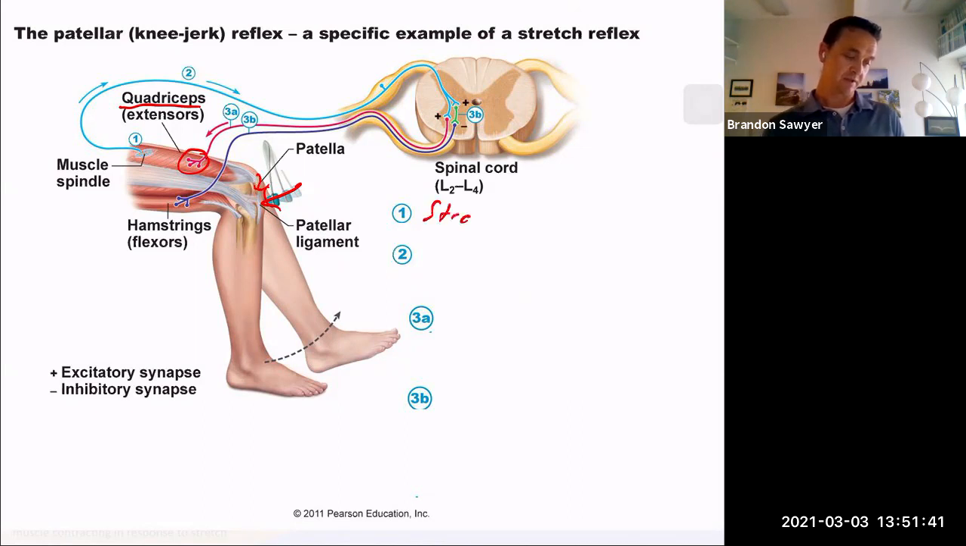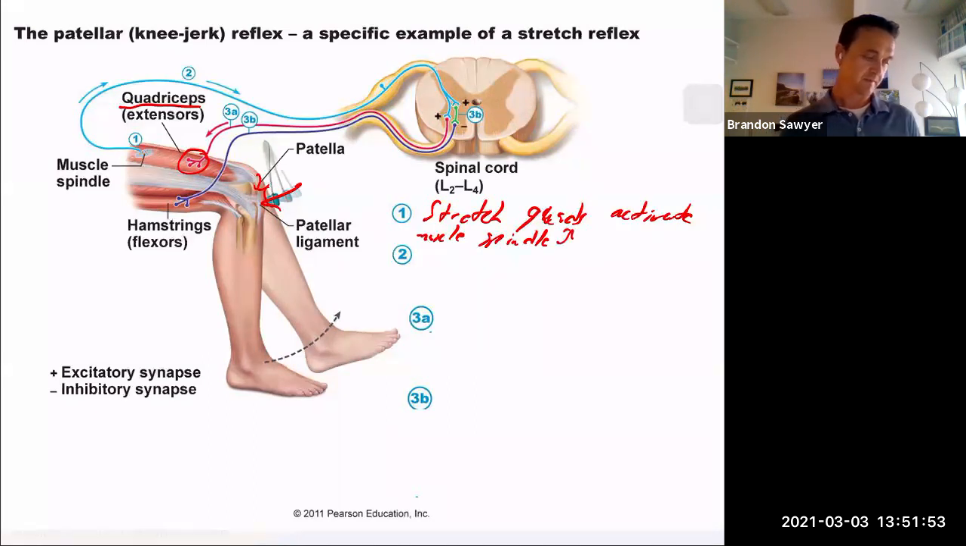So we stretch the quads, activate the muscle spindle in the quads. Okay, so that's number one. And then number two, that's going to create an action potential, AP, on an afferent neuron.